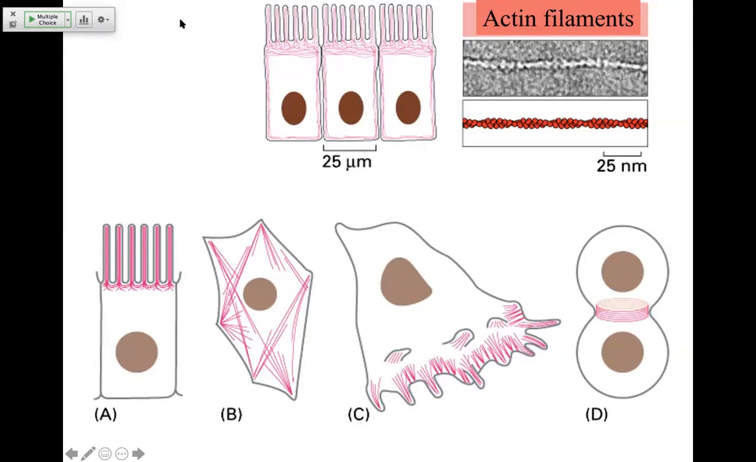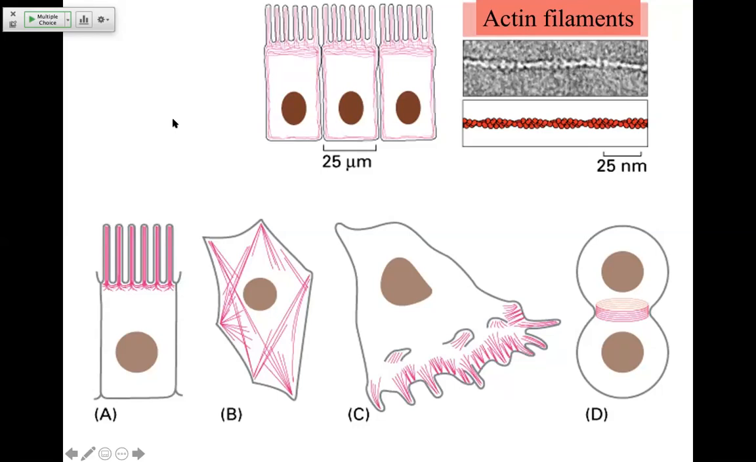So now we're going to move on to our third class of cytoskeletal filaments, the smallest group, the microfilaments that we call actin filaments. Actin filaments are also called microfilaments. They're the thinnest, the smallest in diameter, about 7 nanometers across. And we find actin filaments or microfilaments often in the periphery of a cell.